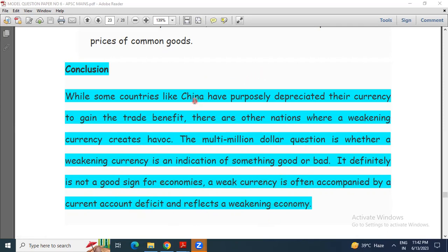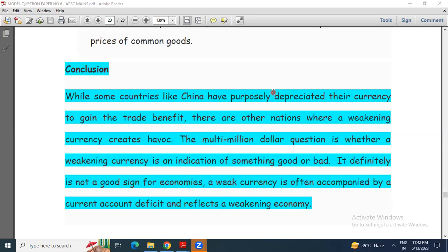So countries like China purposely depreciated their currency so that more trade and more exports happen. But for some other countries like us, there is a multi-million dollar question whether the weakening currency will impact in a positive way or negative way. But we can conclude that this is not a good sign for economies. Why? Because a weak currency is often accompanied by a current account deficit.